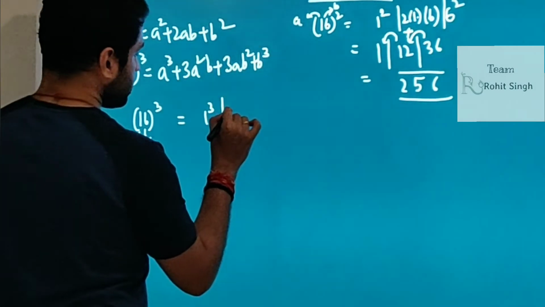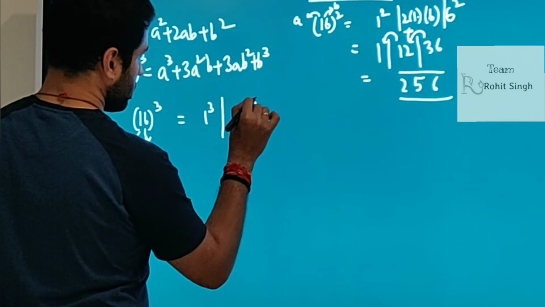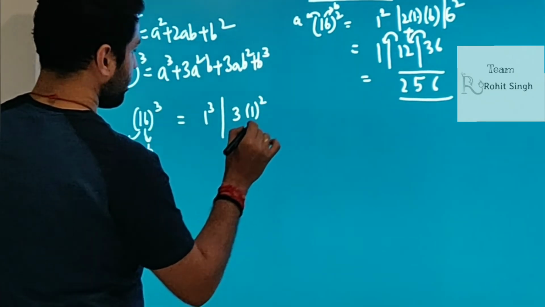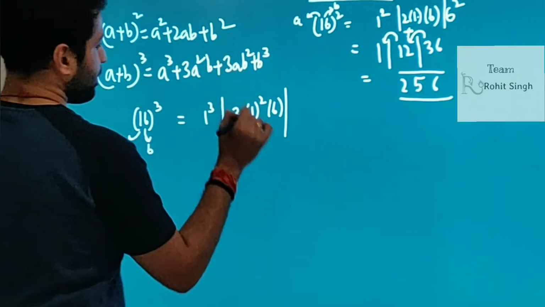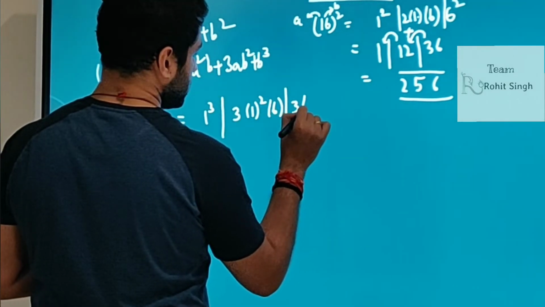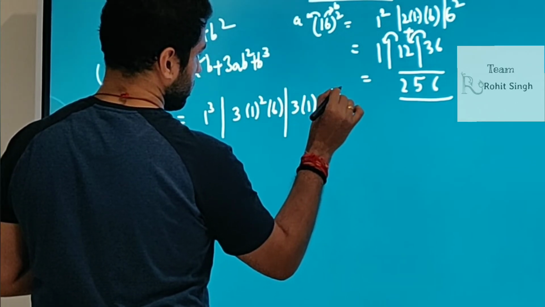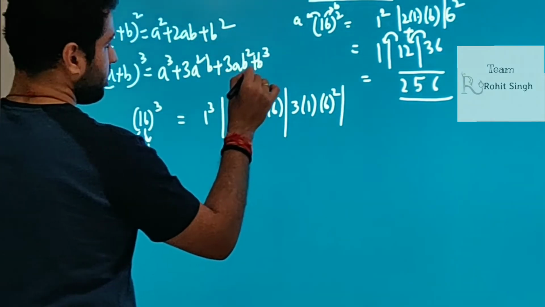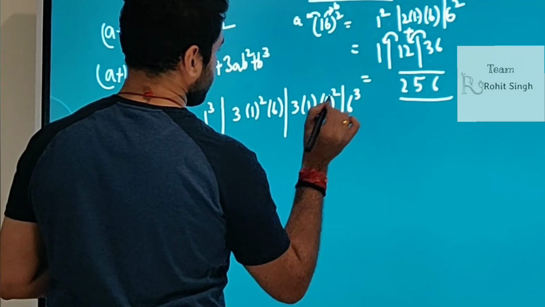Next 3a square. A square is 1 square. 3 into 1 square into b. What is b value? 6. Next 3ab square. So 3a is 1, b is 6, so 6 square. And lastly we have b cube. B cube is 6 cube.